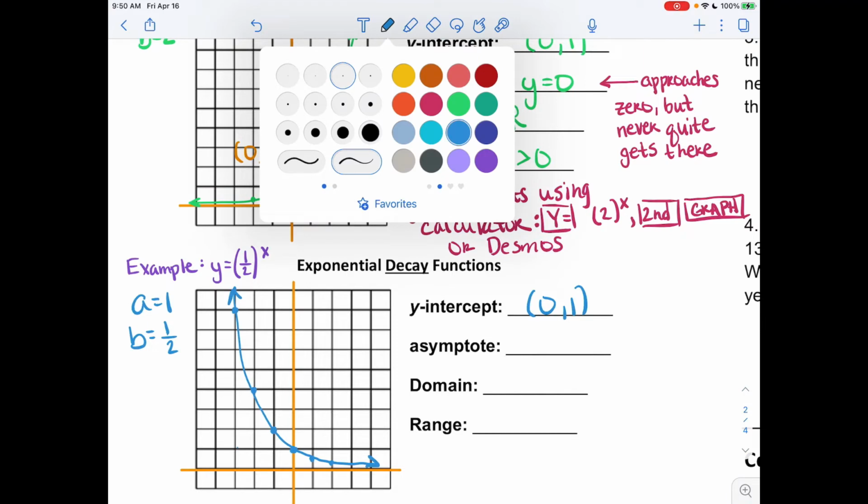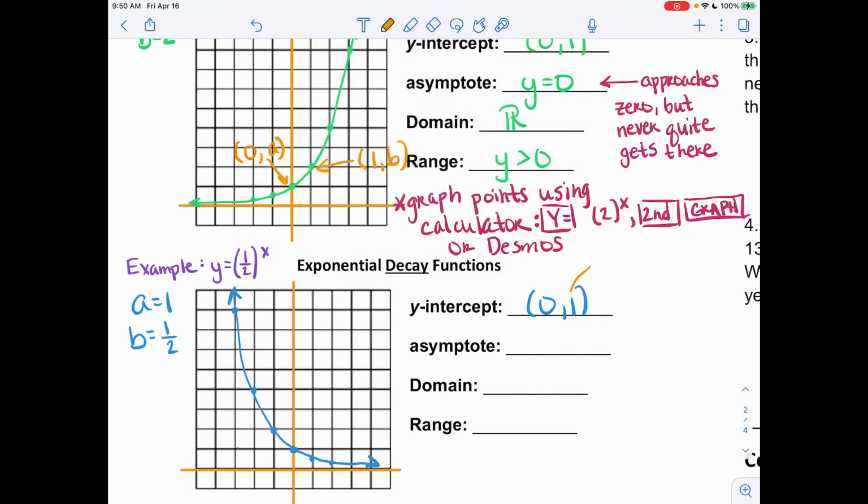So this is, again, my a value. So this point right here is 0, a. We can go ahead and identify our b value here. Remember, our b value was 1/2. So this point right here at 1 is 1, b, and this time b is at 1/2. Our asymptote is not changing. Y is still not ever going to get to 0.